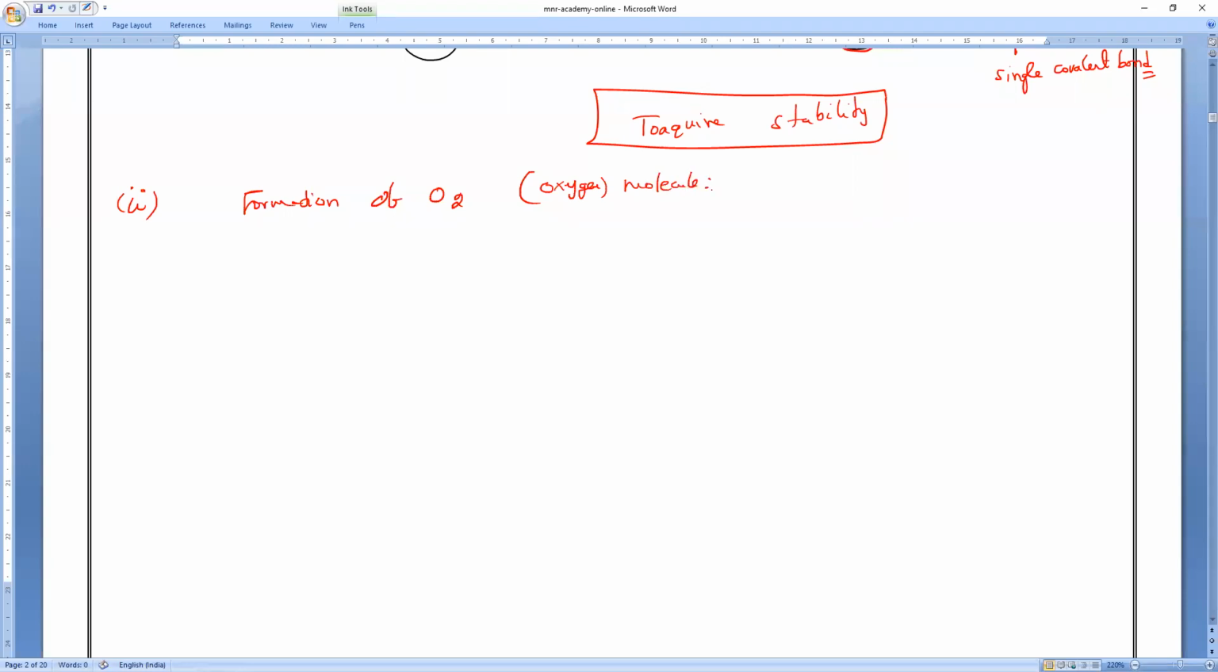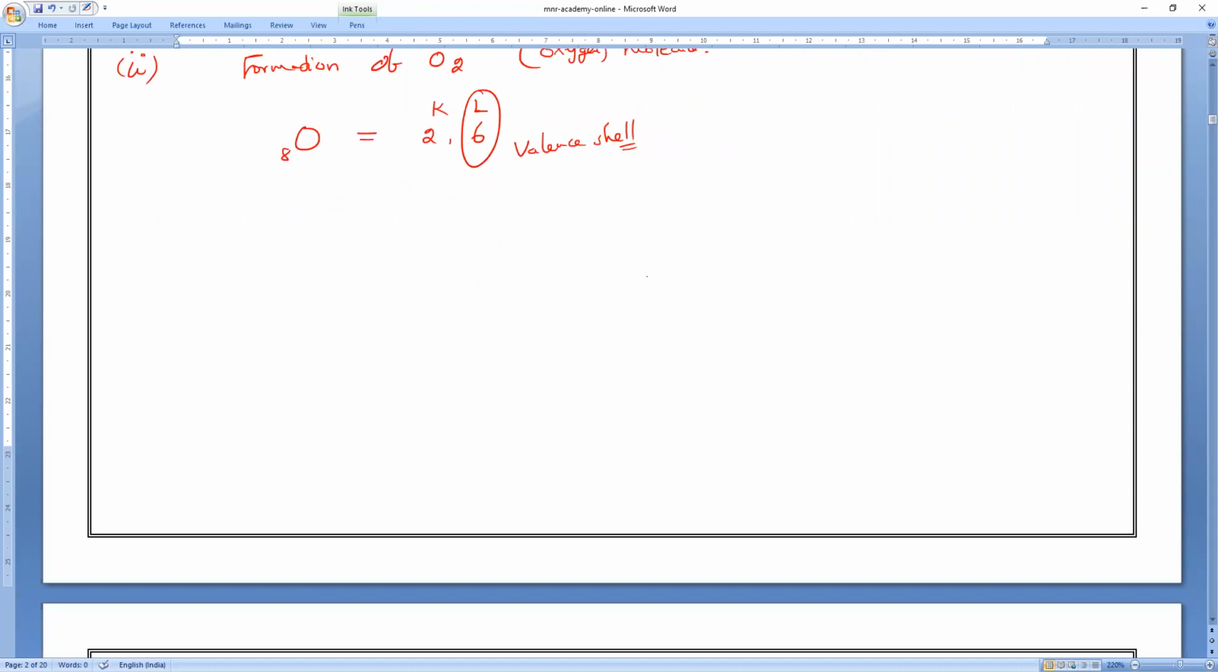I will draw. First you observe. We all know what the electronic configuration of oxygen is. The electronic configuration of oxygen is 2, 6. So that means K and L shells. Am I right? Totally in the valence shell, how many electrons are there? 6 electrons. So it has a shortage of how many electrons? It has a shortage of 2 electrons in its valence shell.